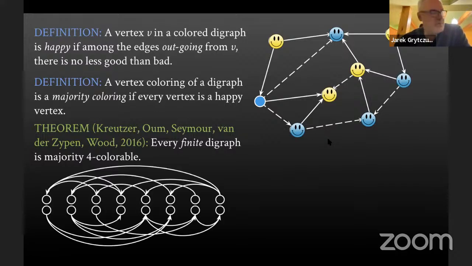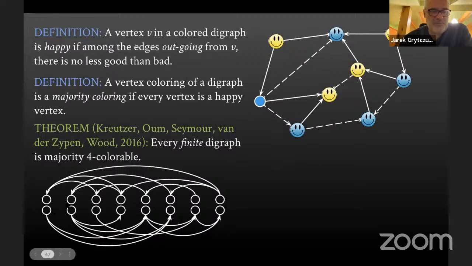I have a sketch of a proof. It's quite an easy argument to explain how to find this 4-coloring, a majority coloring of a digraph. But I'm not sure if my sketch will be understood. Okay, so I will explain the picture.